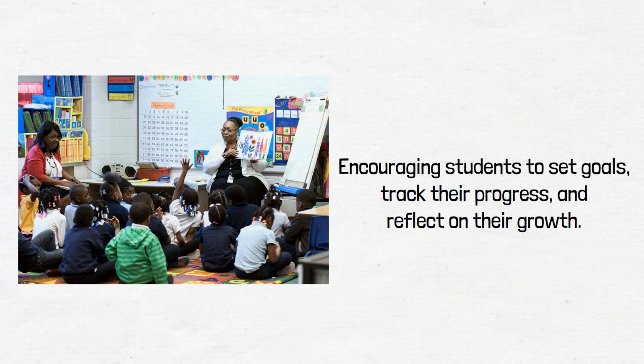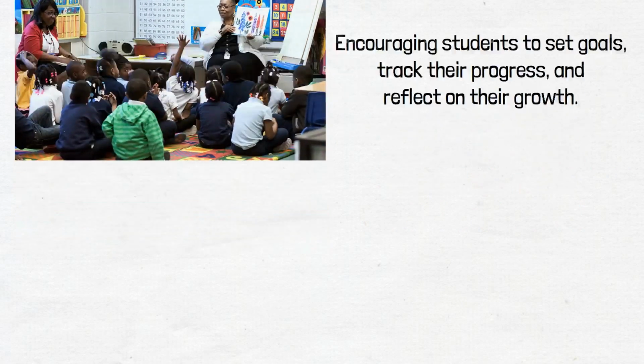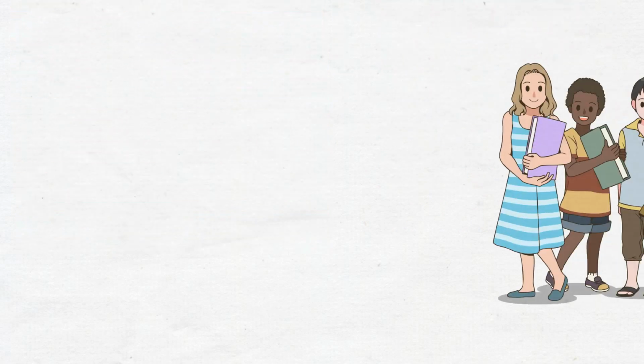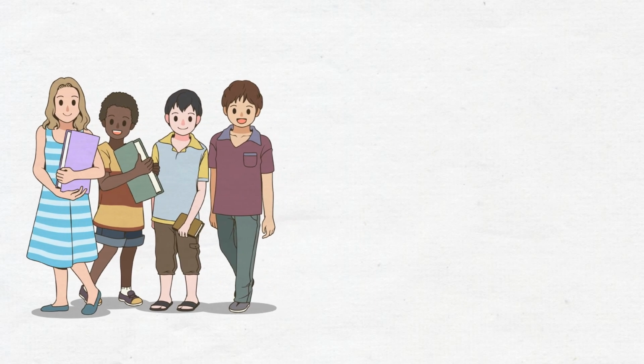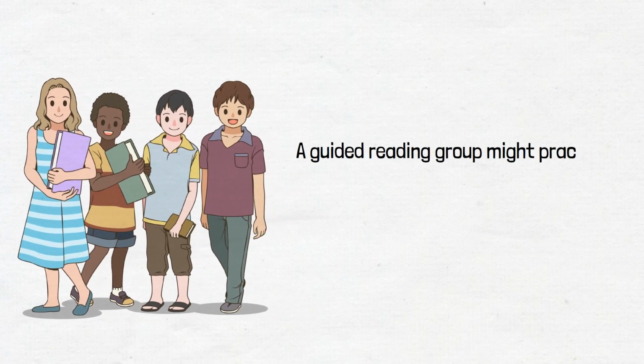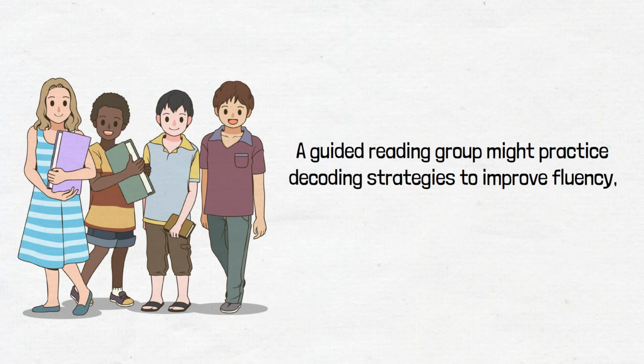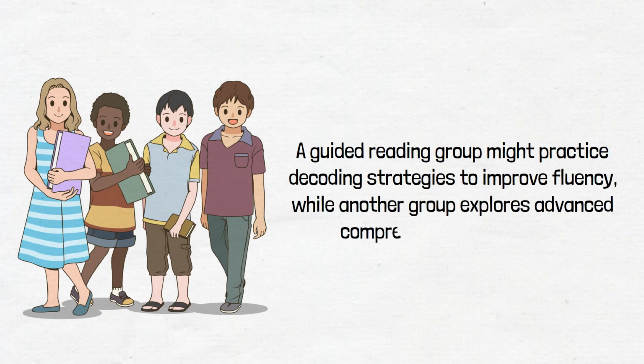Guided reading is another essential tool for differentiated instruction, focusing on small groups of students with similar reading abilities. This method allows teachers to provide targeted support, addressing specific challenges while building on each student's strengths. For example, a guided reading group might practice decoding strategies to improve fluency, while another group explores advanced comprehension techniques. By grouping students according to their proficiency levels, guided reading ensures that instruction is both relevant and accessible.